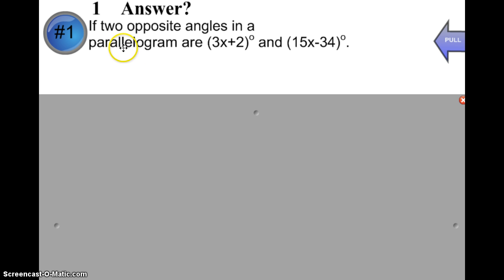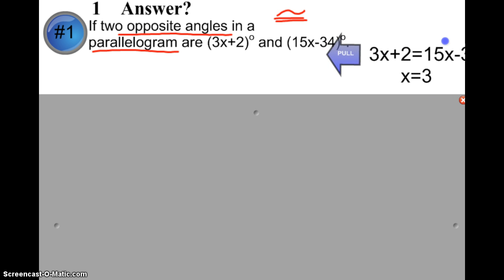So let's see, if we have two opposite angles in a parallelogram and their measures are 3x plus 2 and 15x minus 34, we need to be able to solve for x. So you need to recognize and apply all your properties. We have opposite angles that are in a parallelogram, so you should recognize those are congruent. And if they're congruent, that means the angles are going to be equal to one another.